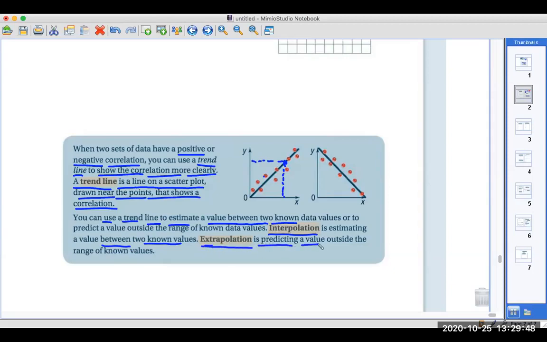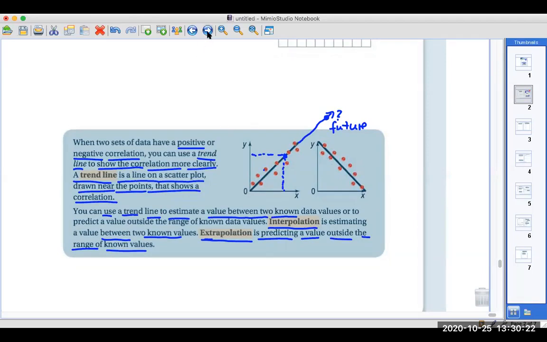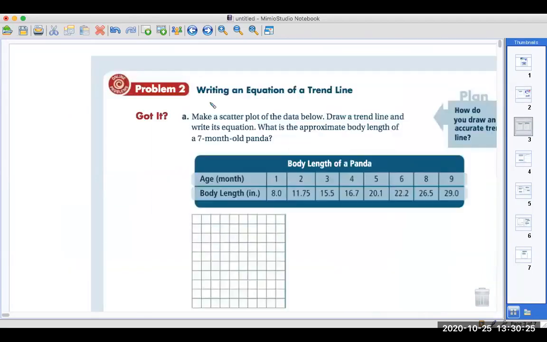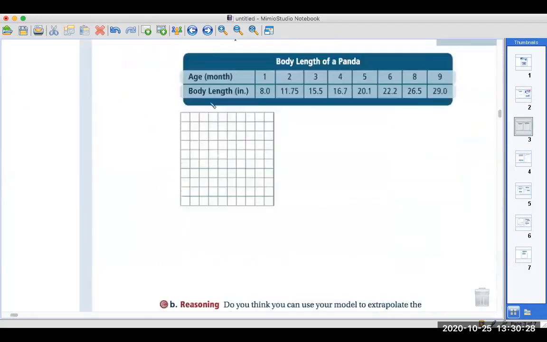Extrapolation is predicting a value outside the range of known values. So extrapolation would be if we continue this line, what's happening out here in the future? Usually it's a time thing on the x-axis, yeah? So interpolation is when it's somewhere where you have data points and you're looking for a point between two numbers, extrapolation is outside of those points in the future. Not a big deal if you forget. I don't think I'll ask you that, but that sounds good. Work on problem 2. We're on page 402.